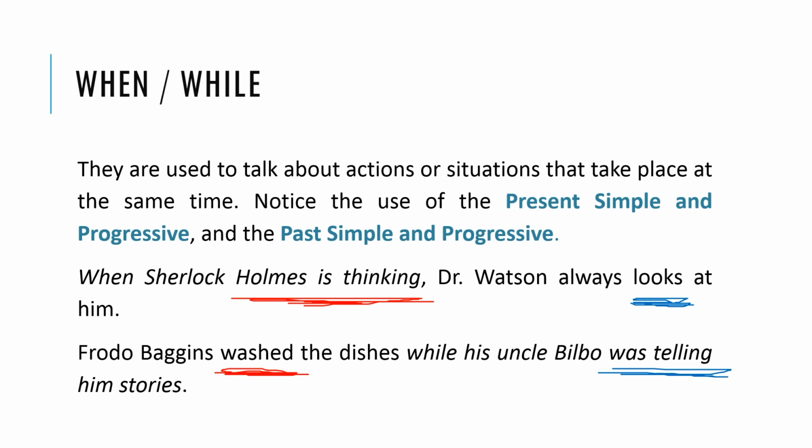is in the past progressive. Why? Because we can notice here the verb to be in the past, was, and then we have the gerund, the verb plus ing. This is very important. Notice that both actions are happening at the same time.